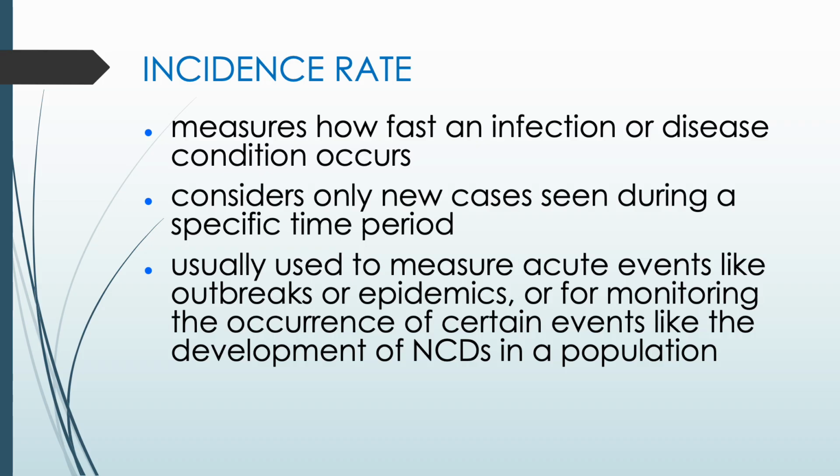Incidence rate measures how fast an infection or disease condition occurs. It considers only new cases seen during a specific time period, and it usually is used to measure acute events like outbreaks or epidemics, or the pandemic we are having now, which is COVID-19. It is also used for monitoring the occurrence of certain events like the development of non-communicable disease in a population. So the key word in incidence rate is only new cases.